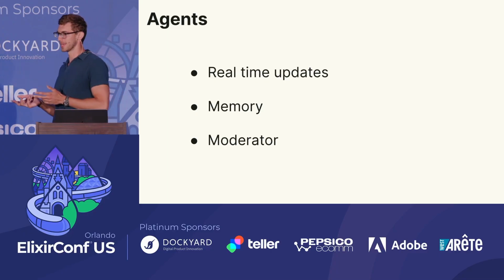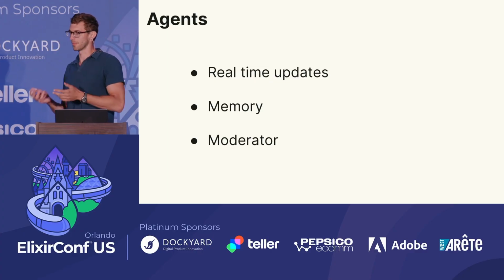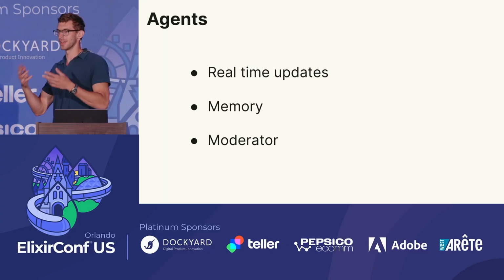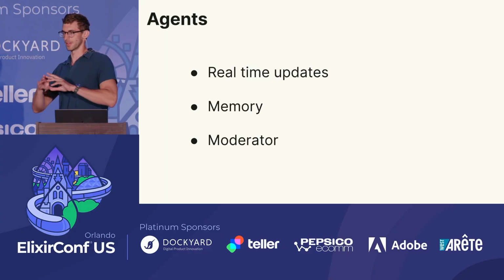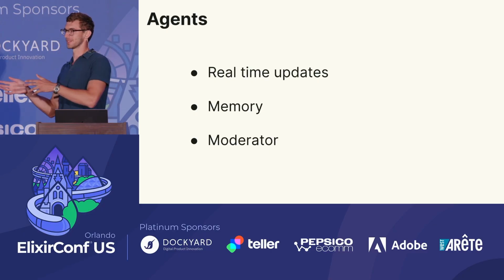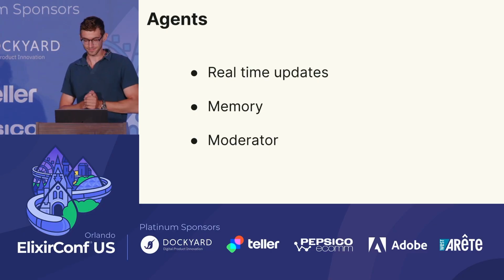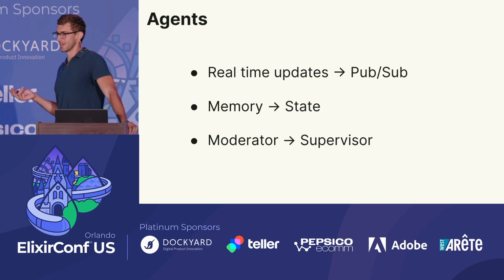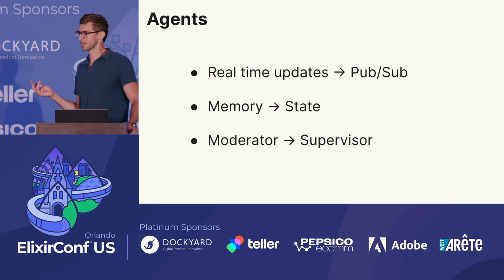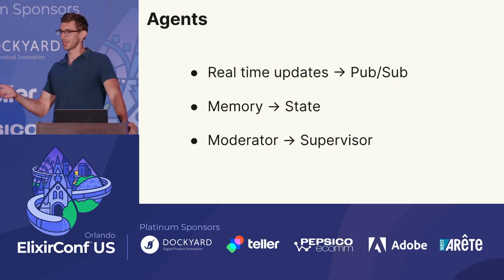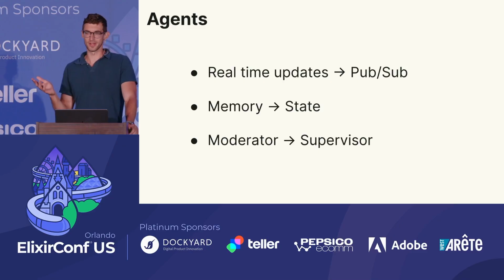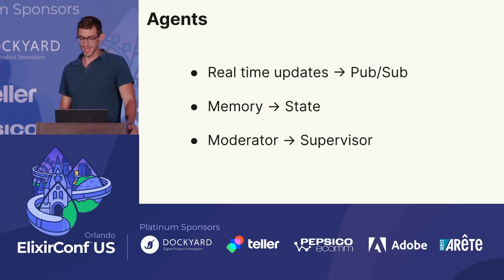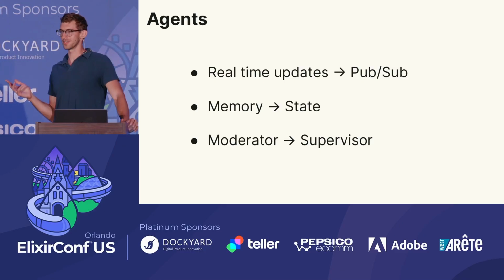So you would need real-time updates. You would need some kind of memory for the agents. And you would need a moderator, which is either an agent themselves or like a super moderator, like a God mode type thing that decides who speaks next and the state of the world and so on. And so these three things are actually Elixir primitives. We have pub/sub built into Elixir, which allows for real-time updates and for broadcasting and subscribing to things. We have memory, or state, which many languages have, but Elixir has it too. And we have supervisors, which we can use as our moderators.